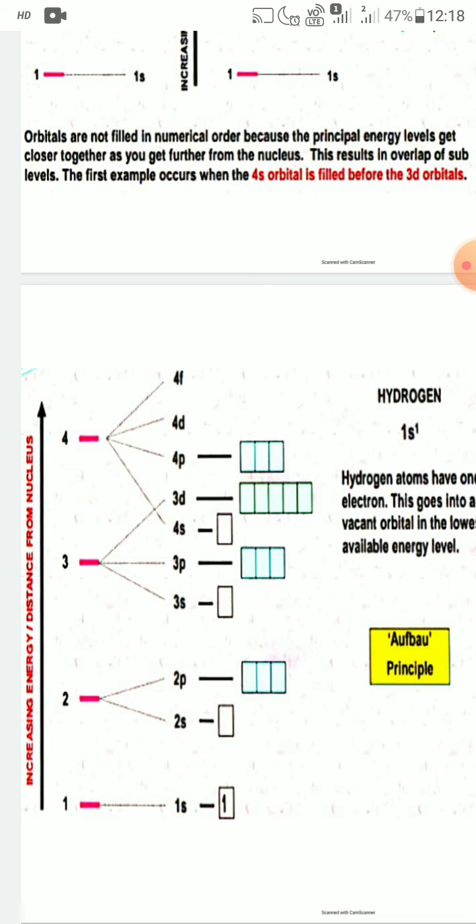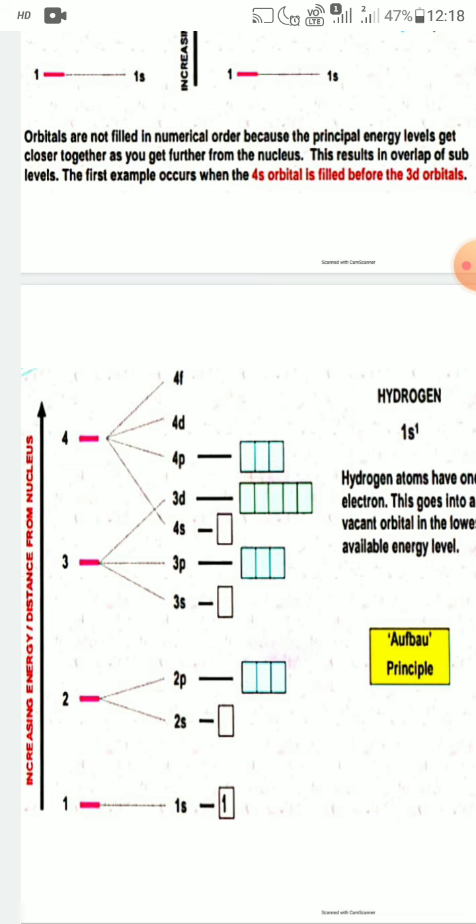First you have to write down the symbol of different subshells according to their increasing order of energy, that is 1s, 2s, 2p, 3s, 3p, 4s, 3d. Okay, like this. Then you have to give the electrons in the lowest energy orbital.